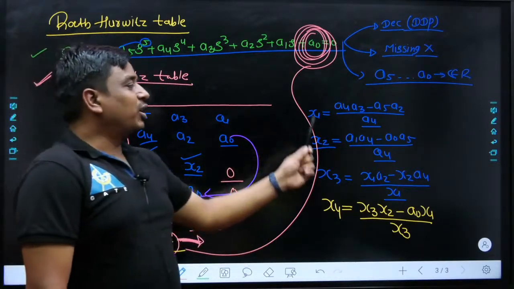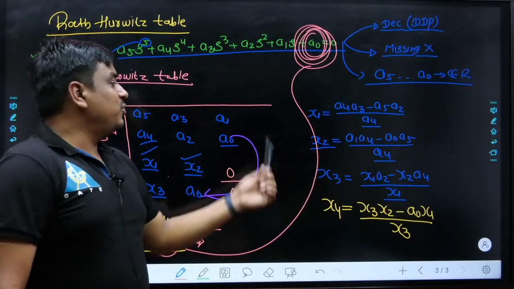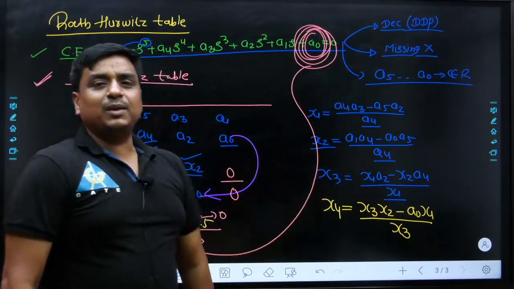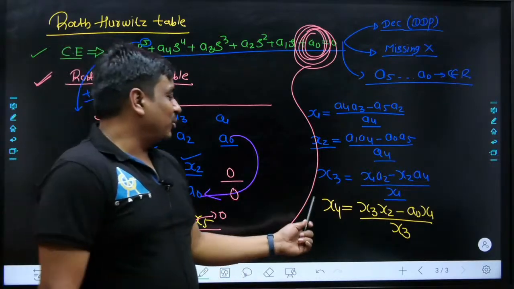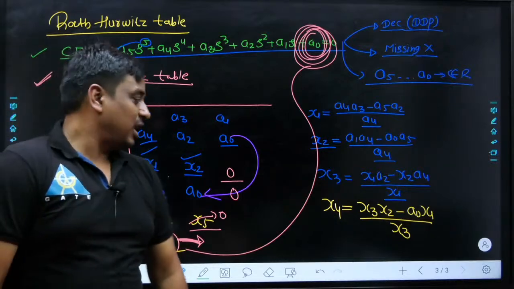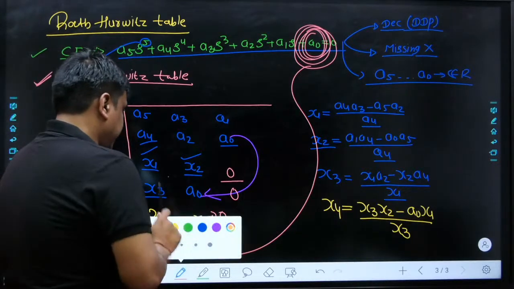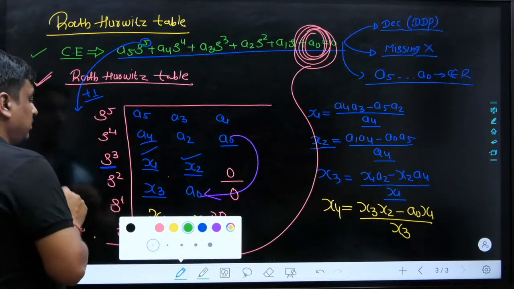See, when we wanted to calculate the value of x1, A4 came in the denominator. When we wanted to calculate x2, A4 came in the denominator. When we wanted to calculate x3, x1 came in the denominator. When we wanted to calculate x4, x3 came into the denominator. What does that mean? You have to be very cautious about it.